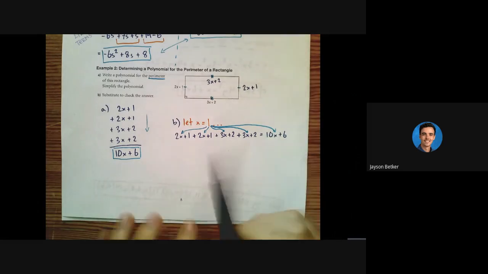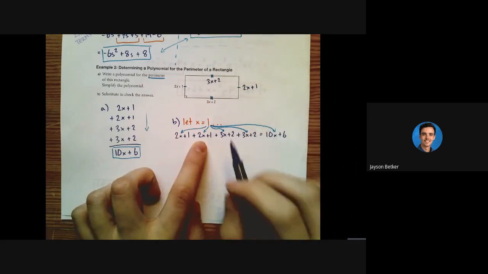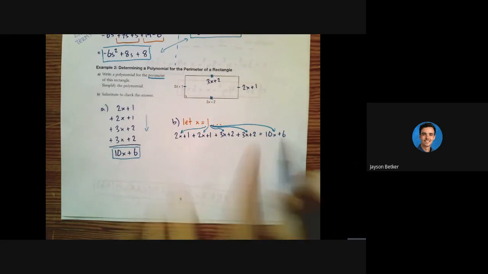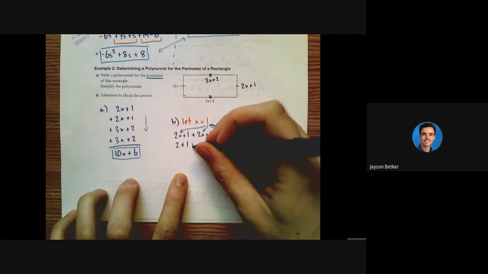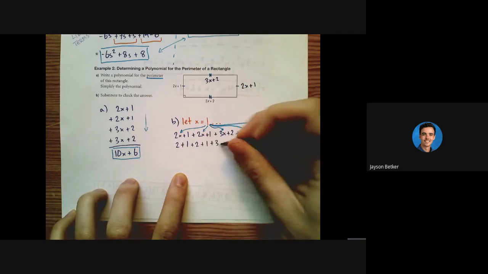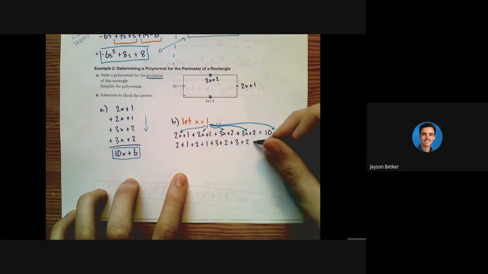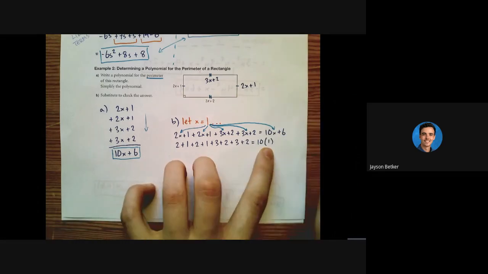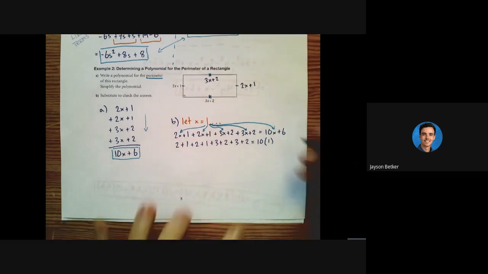Now, because I chose 1, it makes our life a lot easier because 2 times 1 is just 2, 3 times 1 is just 3, 10 times 1 is just 10. So I should have 2 plus 1 plus 2 plus 1 plus 3 plus 2 plus 3 plus 2 equals, and you know what? I should have shown you this here. That's my bad. I plugged in a 1 for the x. But the reason I didn't write them is because times 1 is just the same value.